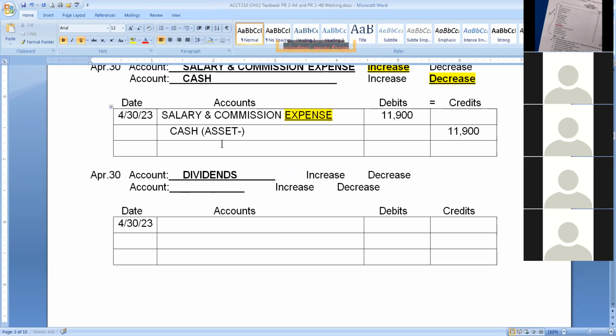Cash. Dividends, the book I think tells you that they're increasing. The account itself is going up. Cash will be going down.